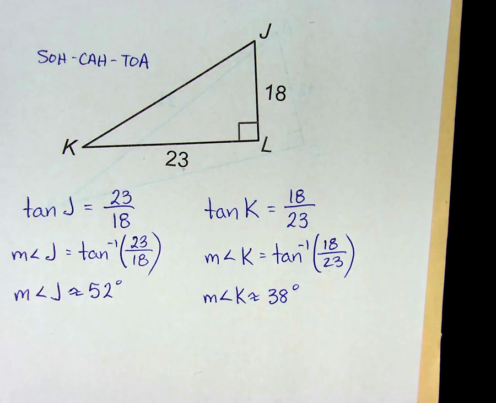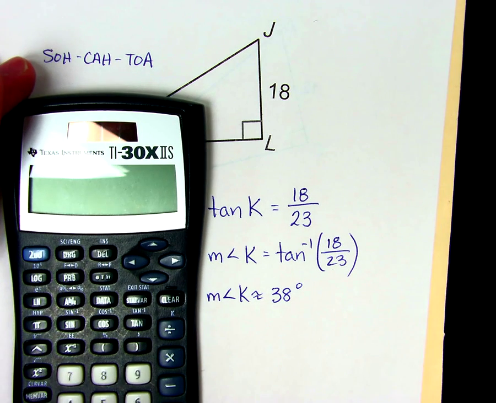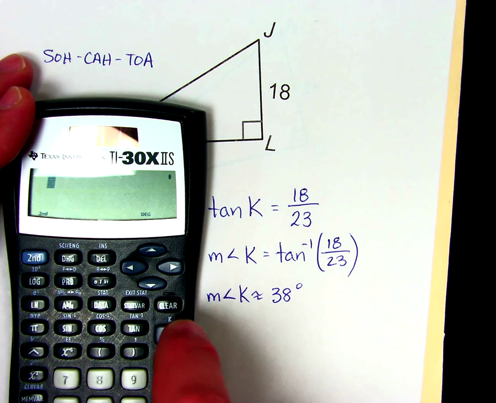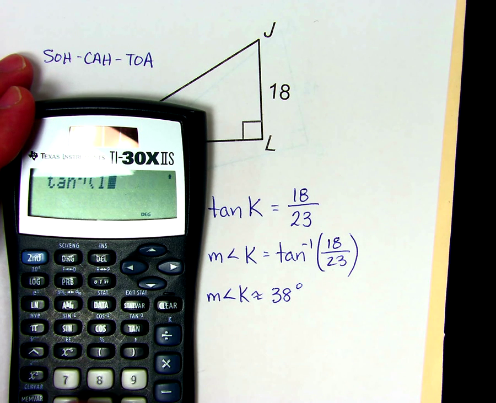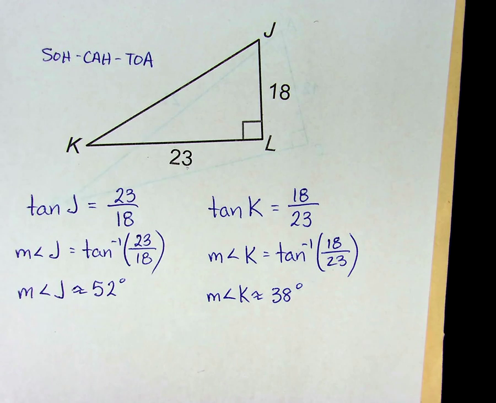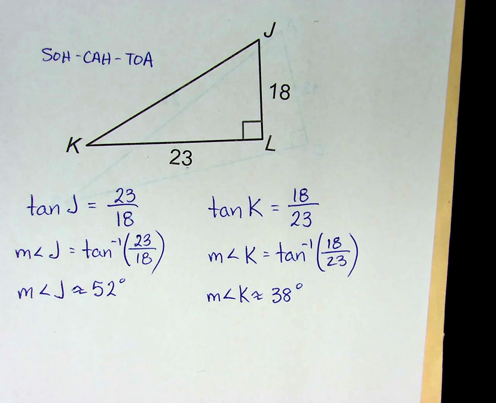On one where we do see the order of operations, so here I'm going to do inverse tangent, 18 divided by 23, see, about 38 degrees. And of course, we can find the hypotenuse by using the Pythagorean equation. All right.